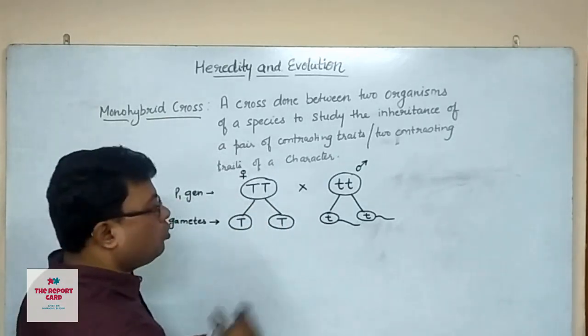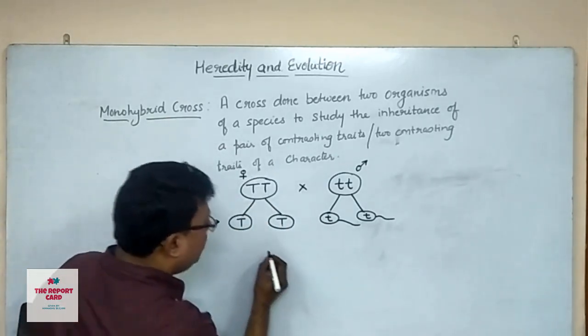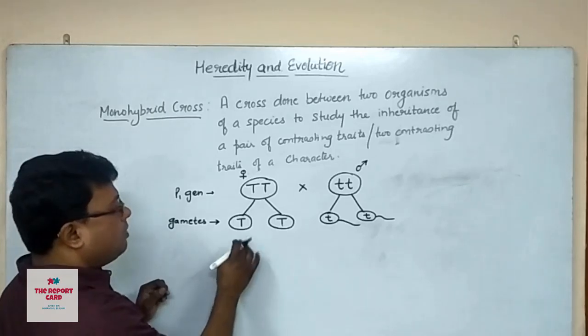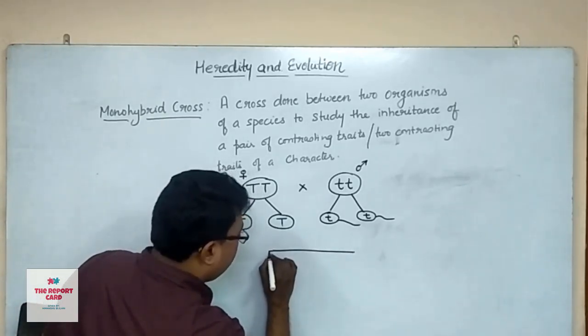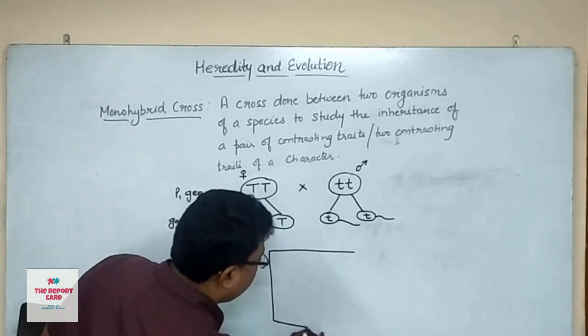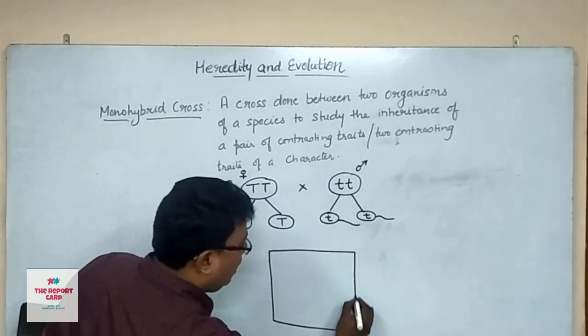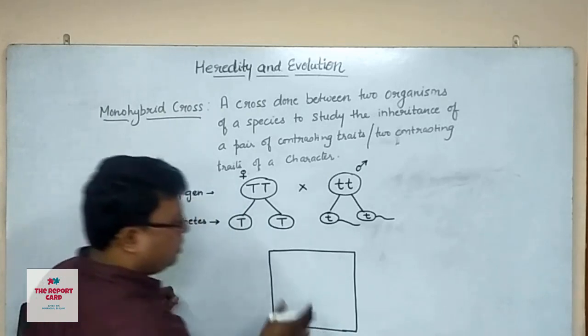Now how do we show this crossing? There are several ways by which you can show the crossing, but I always prefer the Punnett square, the checkerboard method. I think it's very clear to you.